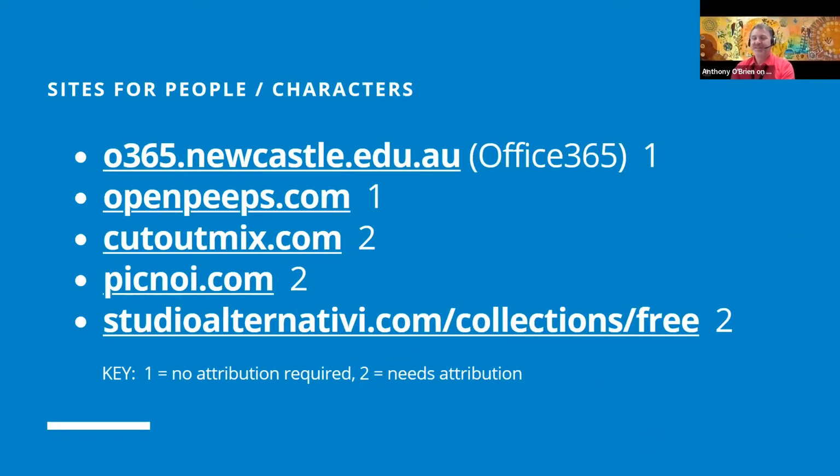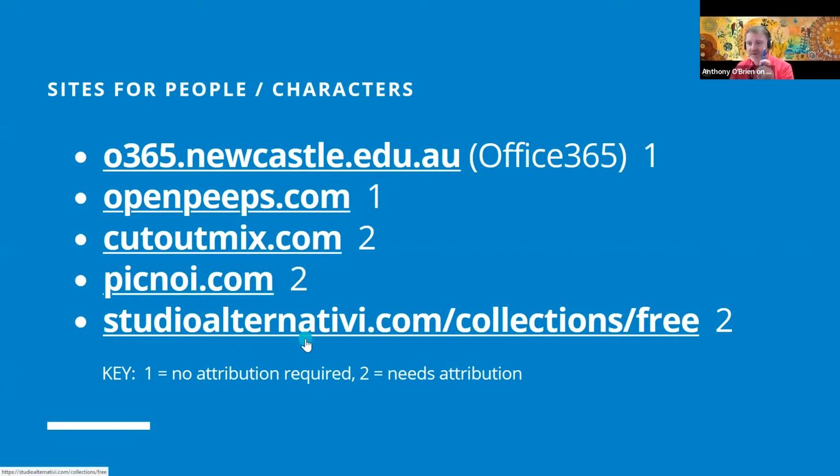So these are specifically ones for people or characters. So sometimes you may want to include an image of a person in your presentation or your video or whatever else, but you kind of want them not to have a background. These are the types of things that are good to go to. So Office 365 actually has some pre-built. So I'm going to go in and show you that first, and then we're going to visit Open Peeps, Cutout Mix, Picnoi, and Studio Alternativi.